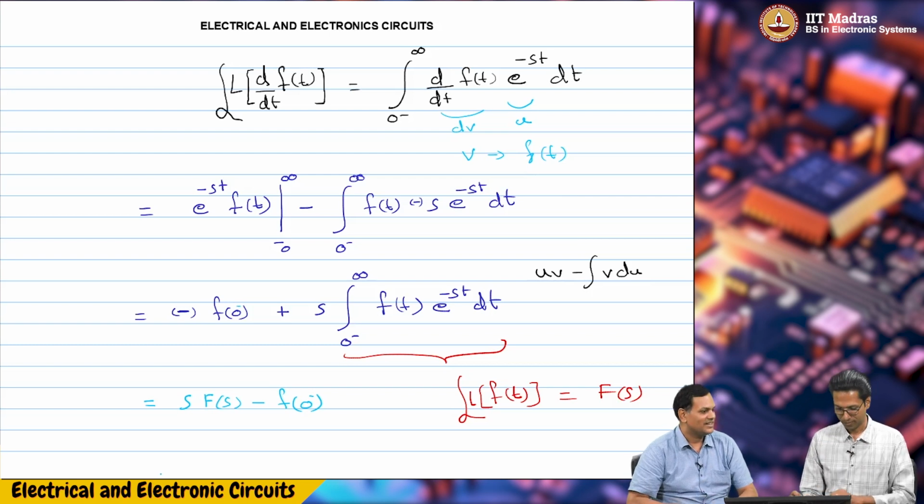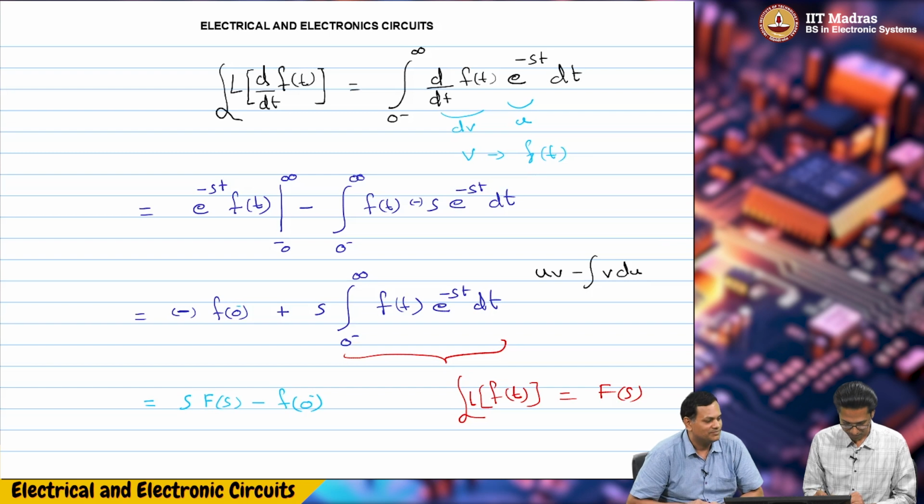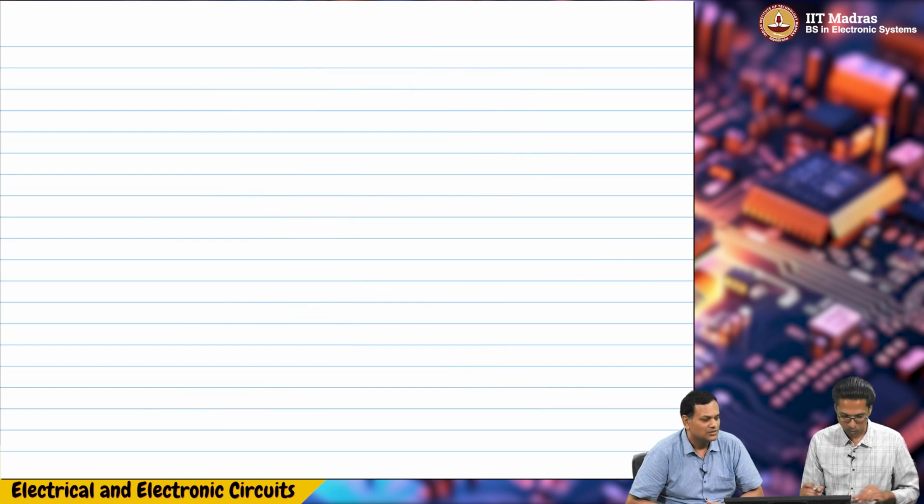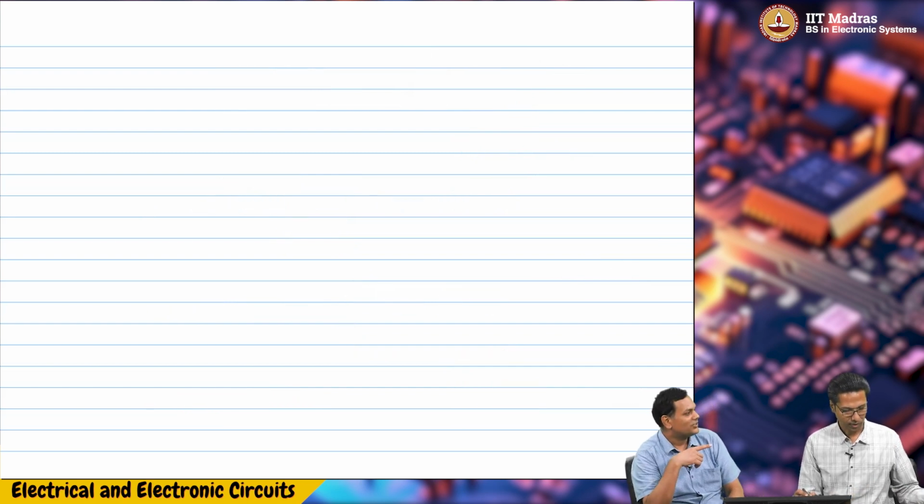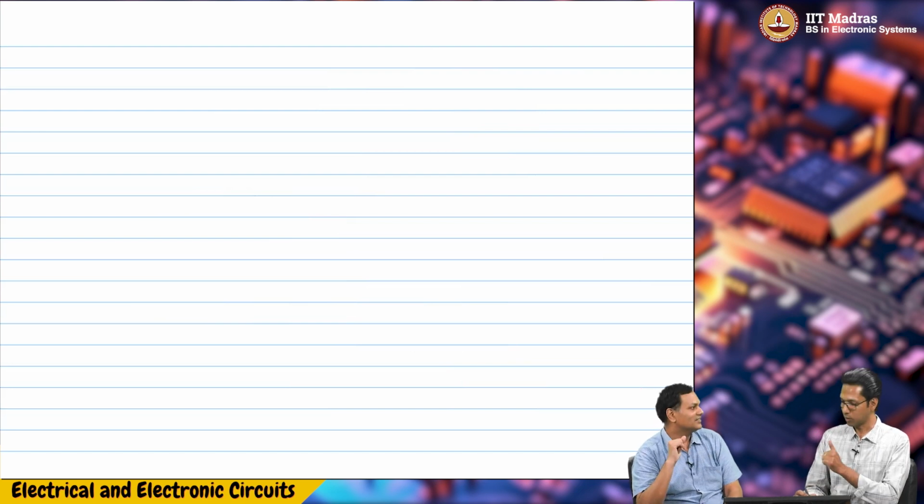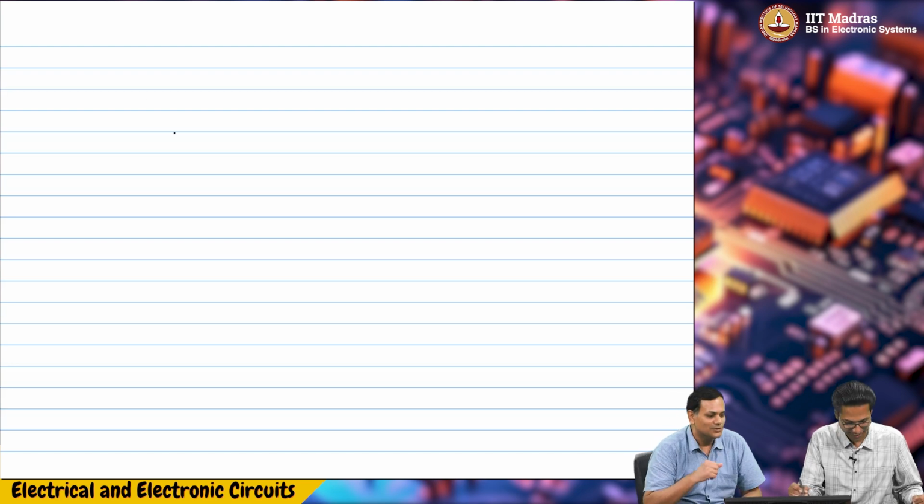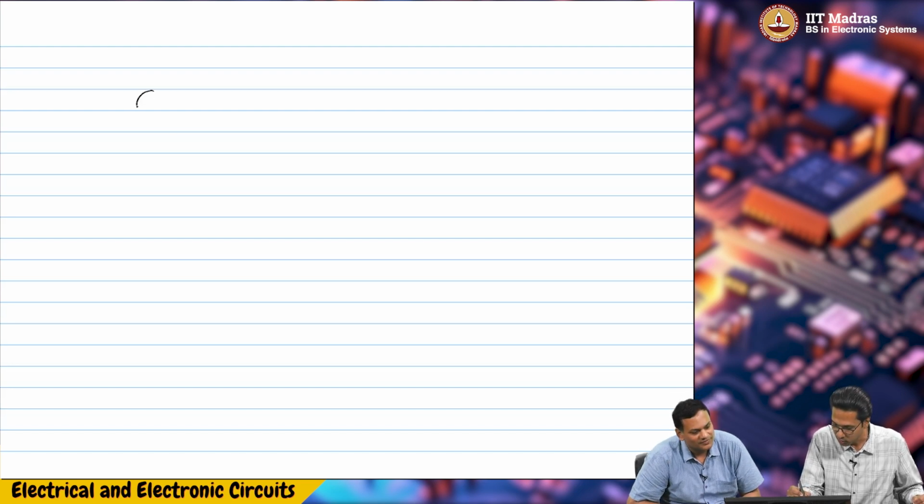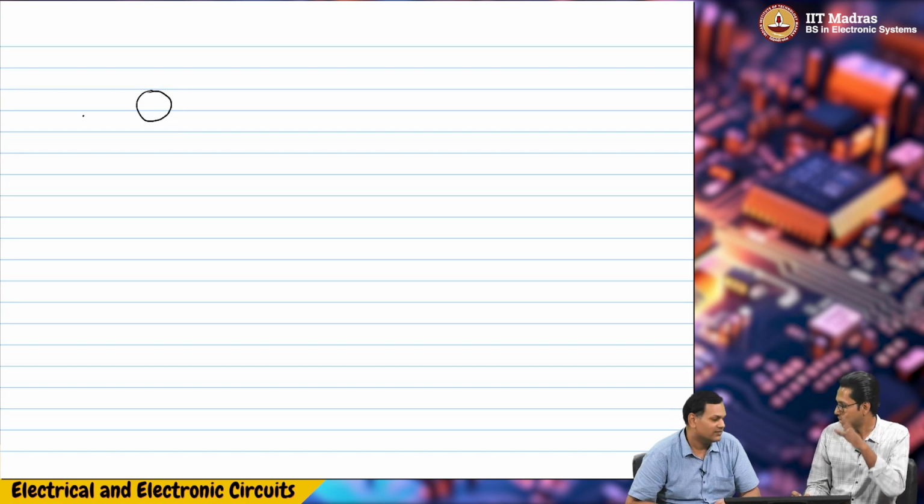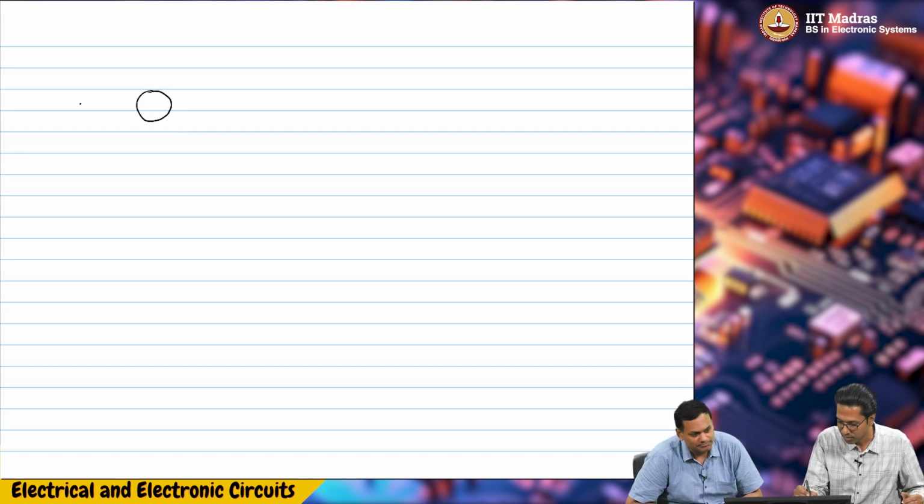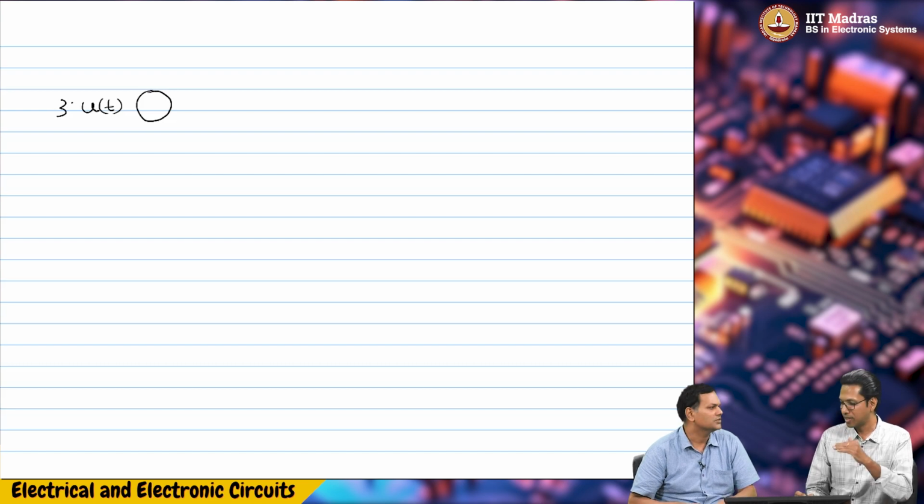Since we know this much, maybe we should try some real circuit. Let's build a circuit. Since you talked about inductors, let's do an inductor, but let's add at least a resistance in series with it. Let's say I have a source. We'll do a step, not a sine wave. Let's say 3u of t, a step with a height of 3.